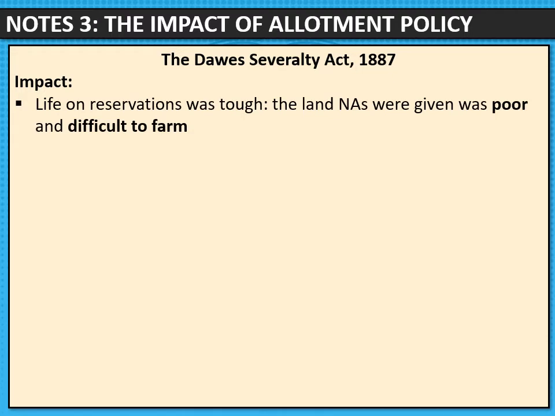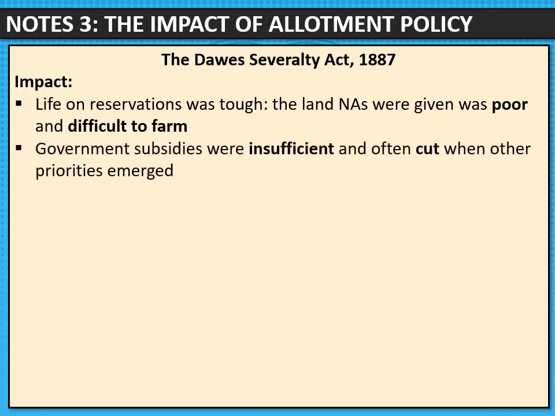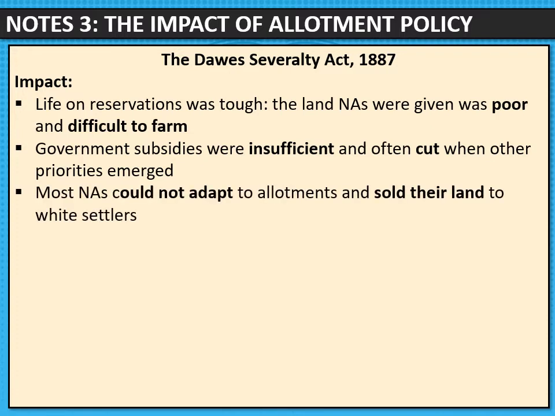Firstly, life on reservations was already tough because the Native Americans were given land that was poor and difficult to farm. At the same time, government subsidies, so federal aid, was often insufficient and it was often cut when other priorities emerged. So already, Native Americans were in a poor position. Allotments were much the same. Most Native Americans could not adapt to farming, and so their allotments ran into debt or disrepair, and so they had to sell their allotment to white settlers and return to reservations.